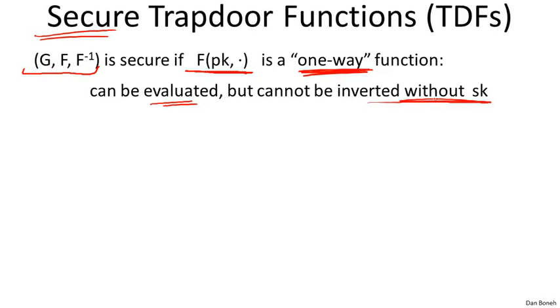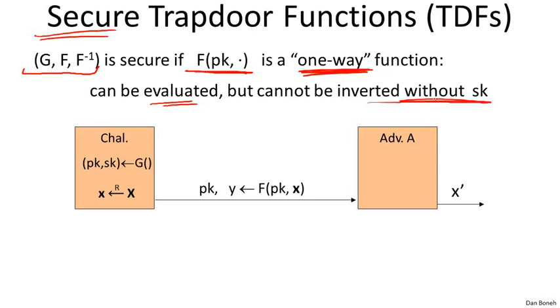As usual, we define that using a game. So here we have our game between the challenger and the adversary, and the game proceeds as follows. The challenger will generate a public key and a secret key, and then it will generate a random x. It will send the public key over to the adversary, and then it will evaluate the function at the point x and send the resulting y also to the adversary. So all the adversary gets to see is just a public key, which defines what the function is, and then he gets to see the image of this function on a random point x. And his goal is to invert the function at this point y.